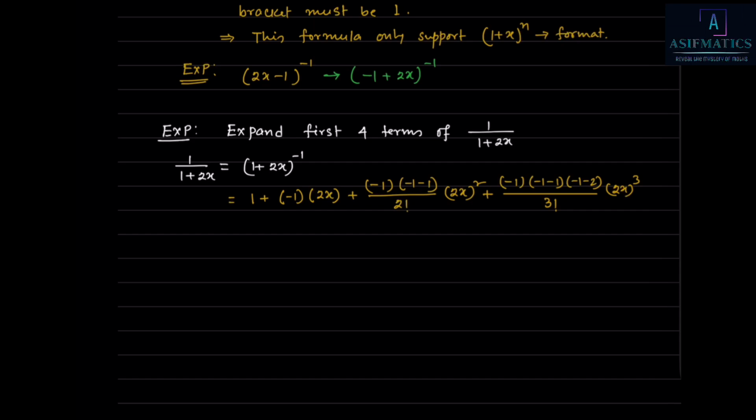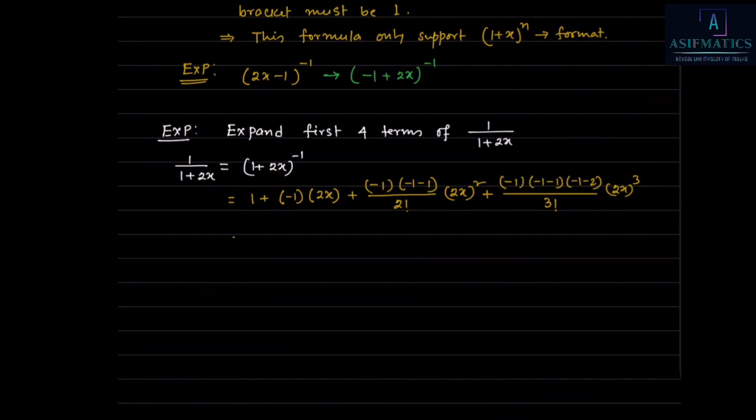Understood? What are we doing? We are just simply following the formula expansion. 1 plus nx, so n is minus 1, and whatever is in the x position you write it. So here we have 2x, we will write 2x. Okay, so this way we will expand the series.